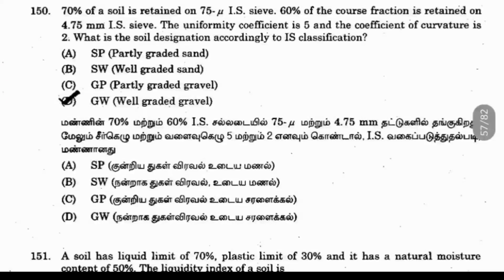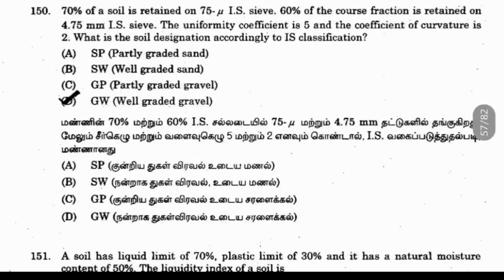Let us see the next case. Here they have given 4.75 mm sieve, where here also it is more than 50%, that is 60% is retained. If it is retained, it's a gravel, and if it is passing, it is a sand. So here more than 50% is retained, so it is a gravel. So option C and D only will be the answer.